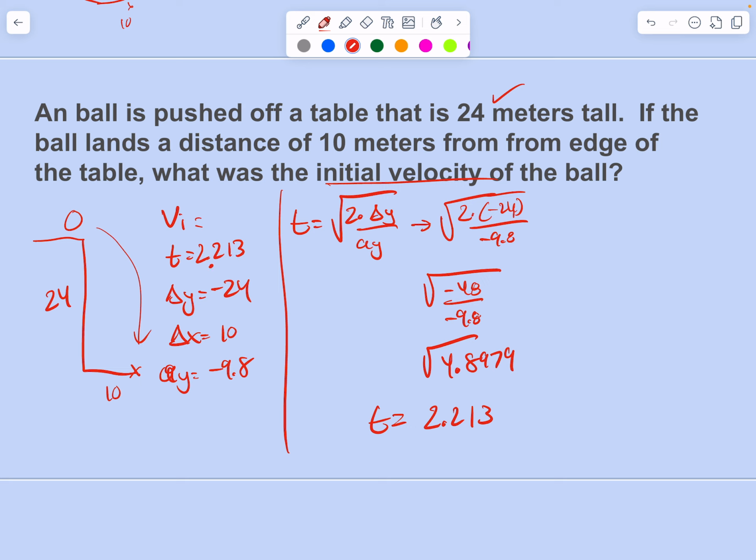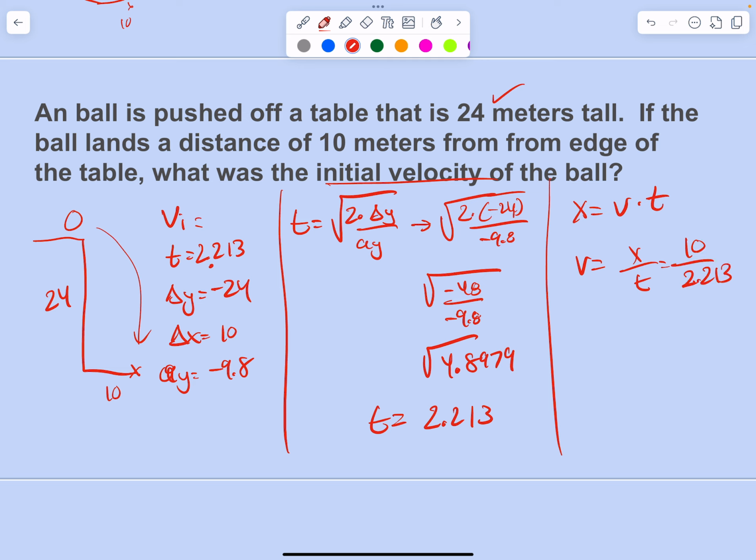2.213, which is great, but I'm trying to solve for my velocity. And again, x is equal to velocity times time. So velocity is actually equal to x divided by time. So we're going to do 10 divided by 2.213. And 10 divided by 2.213 is equal to velocity equals 4.518 meters per second. And if I had to do the nearest tenth, it would just be 4.5 meters per second for the velocity. Okay, so that's that one there.